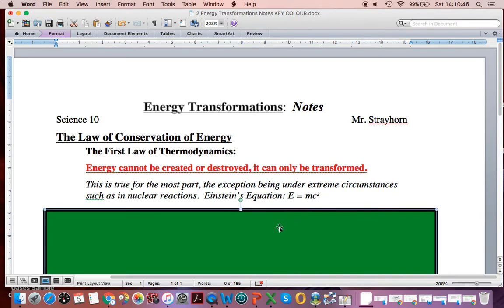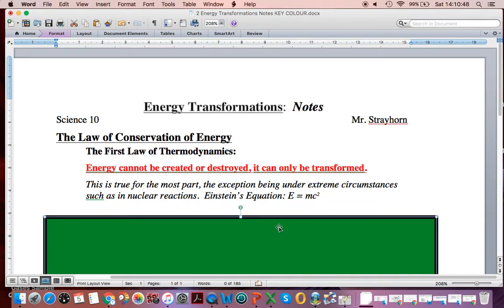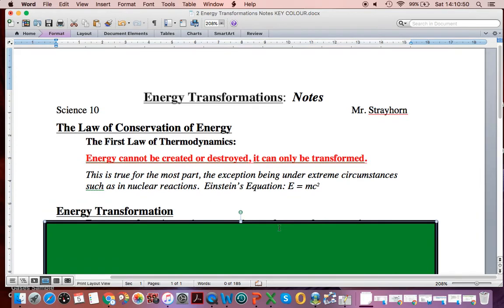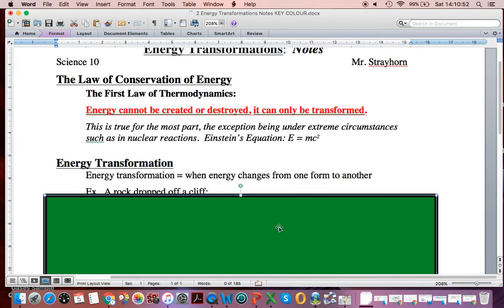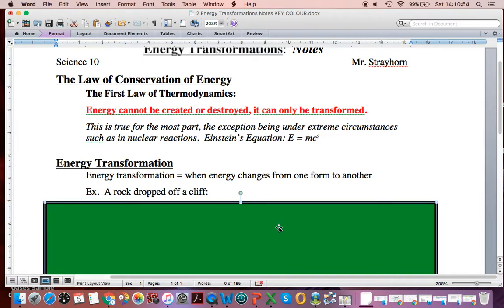We do run into some problems if we get into the world of nuclear reactions, so we're not going to get into that here. An energy transformation occurs when energy changes from one form to another. So transformation, you can see the word form is right in there.